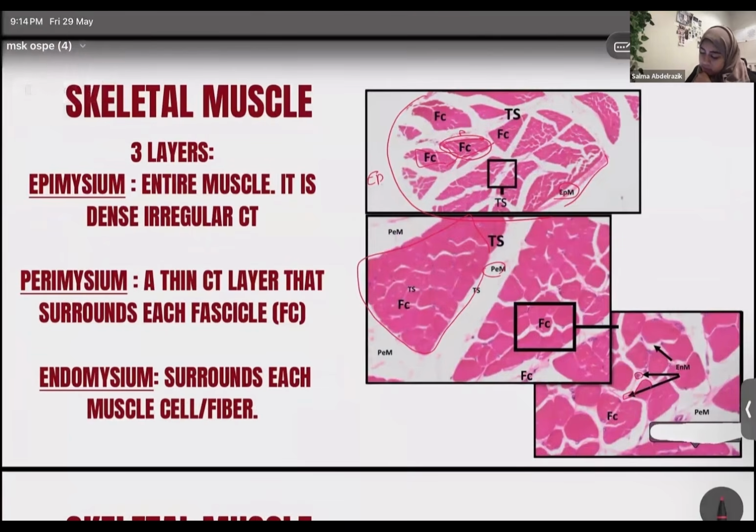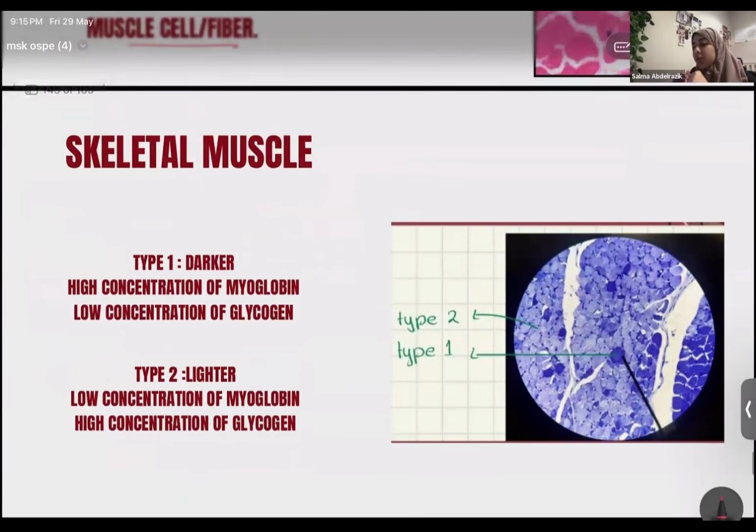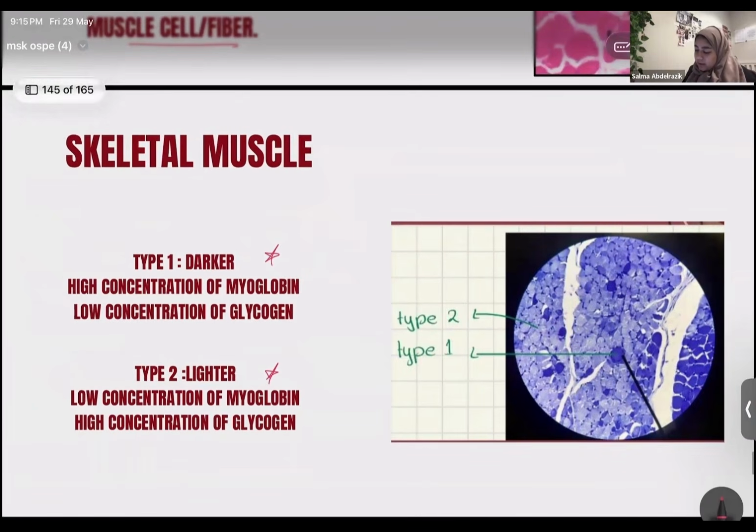Cool? Each muscle cell or fiber. I hope that was easy. This one, honest to God, I did not find in your slides. But I put it because it's very important and I think it came multiple times before. And it's very easy. You have two types: the darker type and the lighter type. Type 1 of skeleton and type 2. Cool? Type 2 is lighter, yeah. Type 1 is darker.